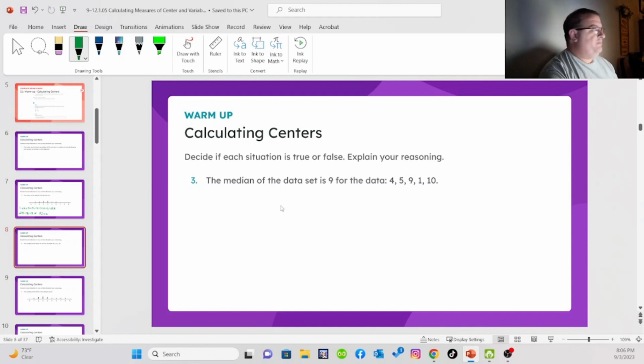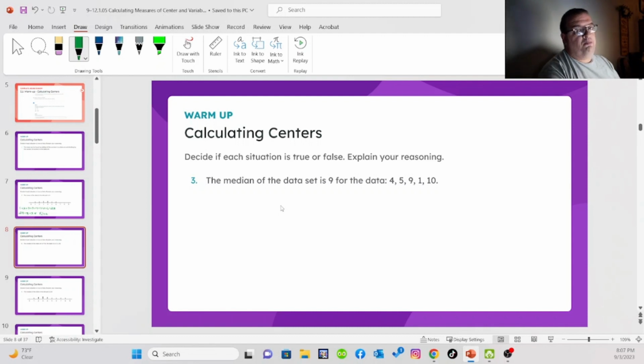Situation 3. The median of the data set is 9 for the data 4, 5, 9, 1, and 10. So take a moment to talk to those around you. See if you can come up with a consensus about whether this is true or false. Pause the video, and when you think you have your answer, we'll come together and we'll answer it as a class.